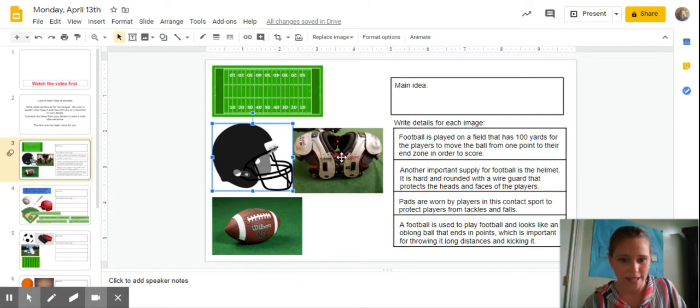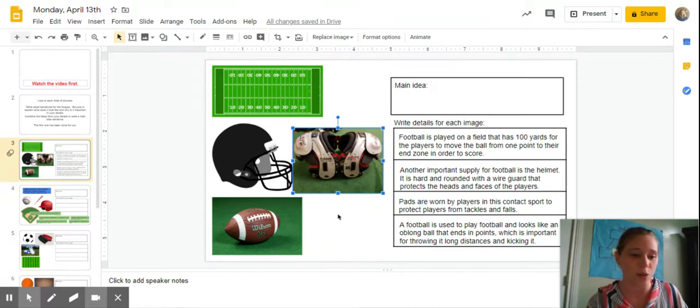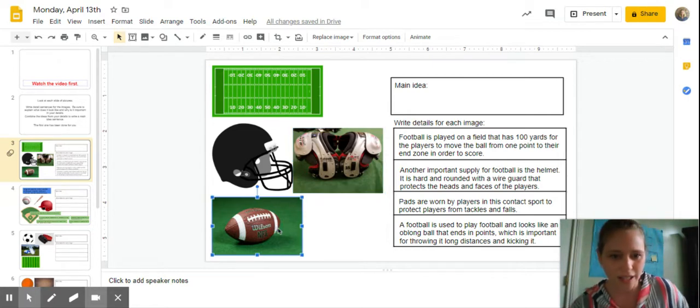And then it tells us the same about the pads. Pads are worn by players in this contact sport to protect players from tackles and falls. Notice that that detail didn't use the word football anywhere because it instead used this contact sport, which is a word reference. And then finally, we need a football. And a football is used to play football. It looks like an oblong ball that ends in points, which is important for throwing it long distances and kicking it. So obviously, what do we have?